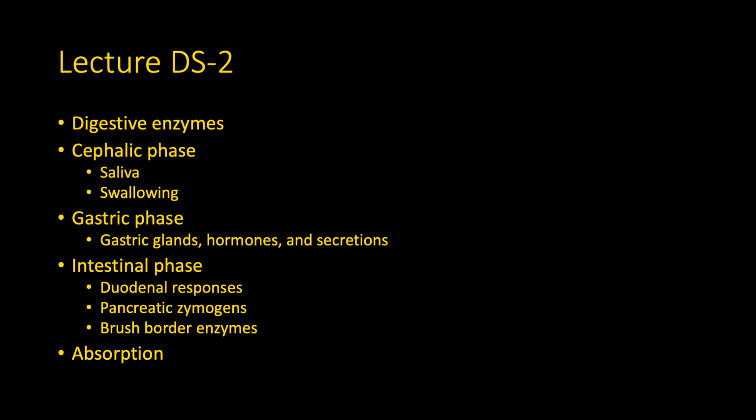Then we'll get into the intestinal phase, where we talk about the responses of the duodenum as stomach contents enter it, how it interacts with the rest of the body and the digestive system. We'll talk about the secretion of inactive enzymes called zymogens from the pancreas and how they get activated, and the functions of brush border enzymes in the duodenum as well. And then finally, we'll talk a little bit about the absorption of different nutrients.